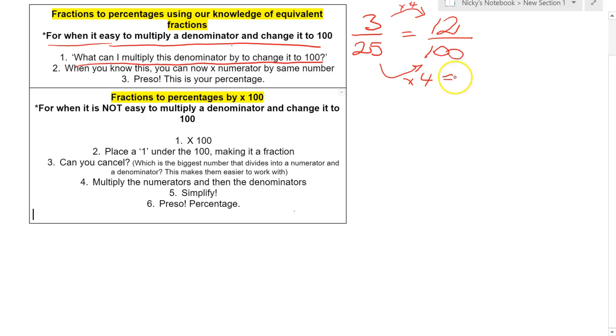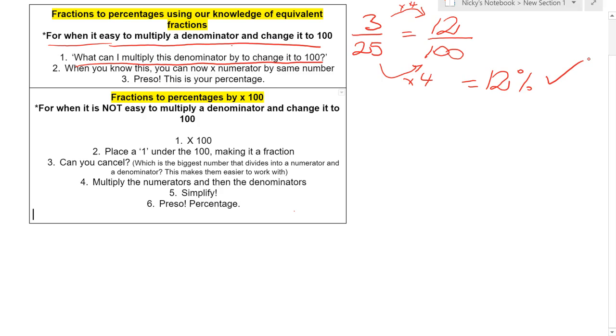And we know that whenever we have a fraction that is written over 100, that is exactly the same as our percentage, because percent or percentum means out of 100. So the last thing I need to do is just write my percent as a percent instead of a fraction over 100, and you're all done. Okay, presto, this is your percentage.